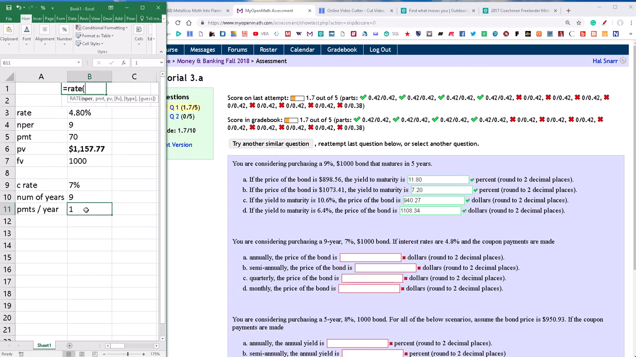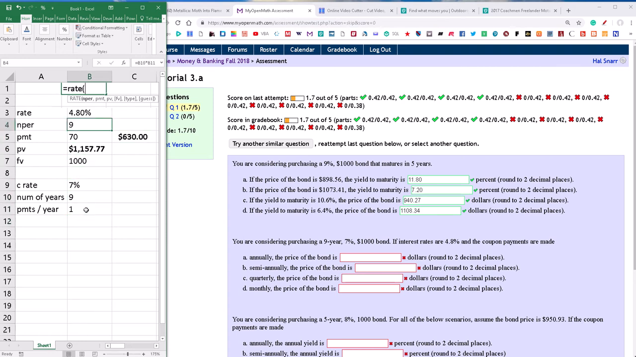Now, if we got this semi-annually, once every 6 months, the $70 payment would be $35, and the number of periods would balloon up to 18. If we got quarterly payments, that $70 payment would be divided by 4. So 70 divided by 4 is 17.5. Let me do this to help you out. Let's multiply these two together. We'll start back at 1.